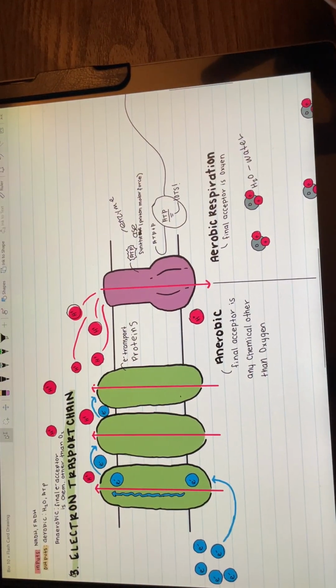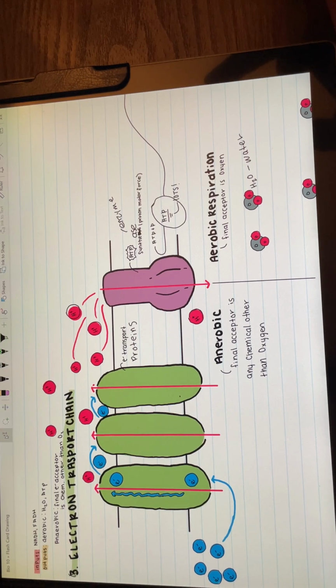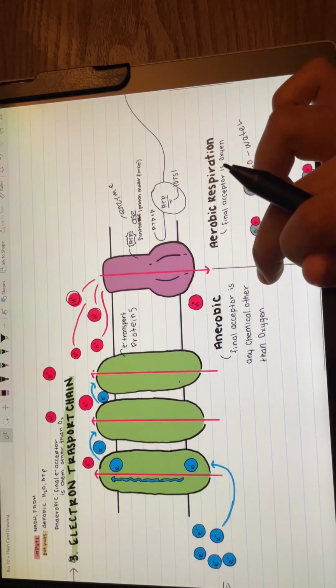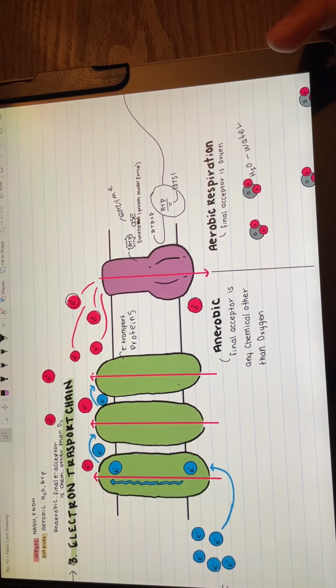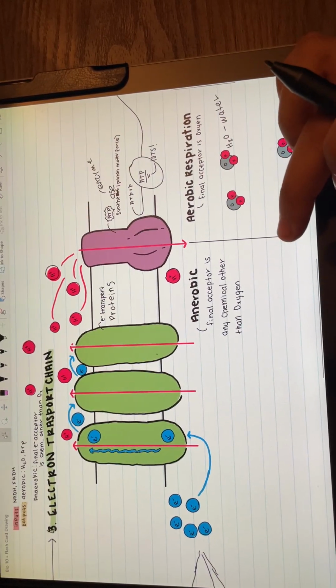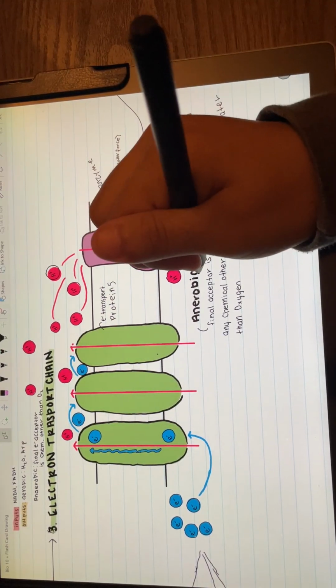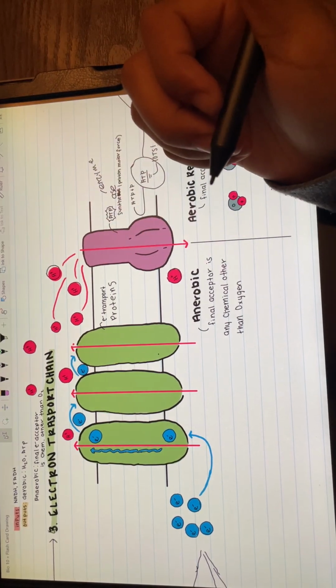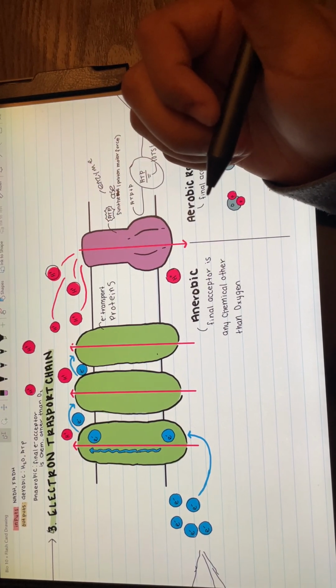However, it can also be that the last electron acceptor is not oxygen, and it is an anaerobic acceptor. So any acceptor that is not oxygen.